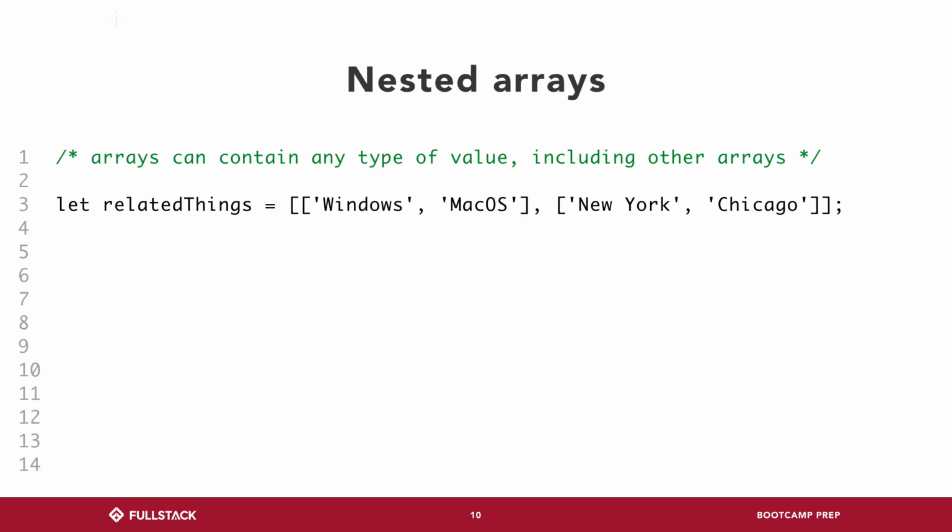Does anyone have any idea how I could reference macOS? Like if I wanted to call just this value from this array. Because you guys learned how to reference an item in an array, correct? By its index value. Yeah. So it's related things, bracket 0, bracket 1, because the 0th item is this array as a whole. So if I called related things 0, it would return this array. If I call related things 0 and then also the first index on that, so 0, 1, it would be macOS. Good job.